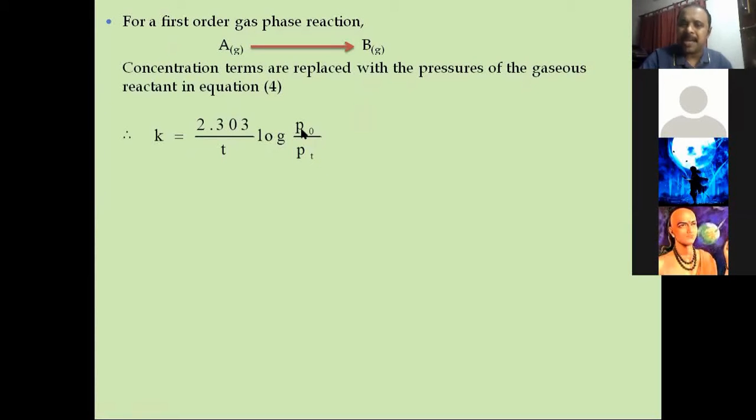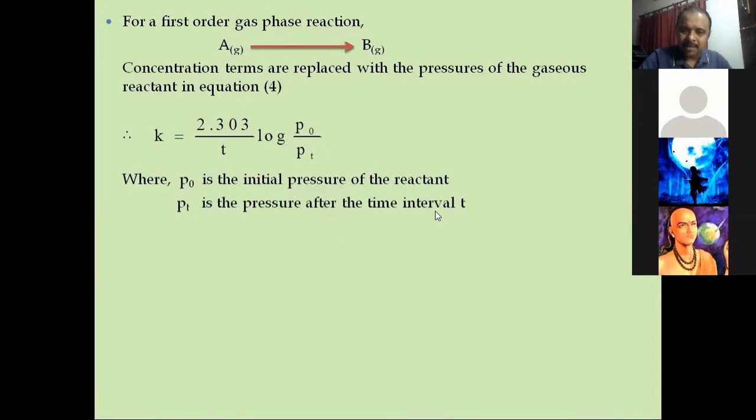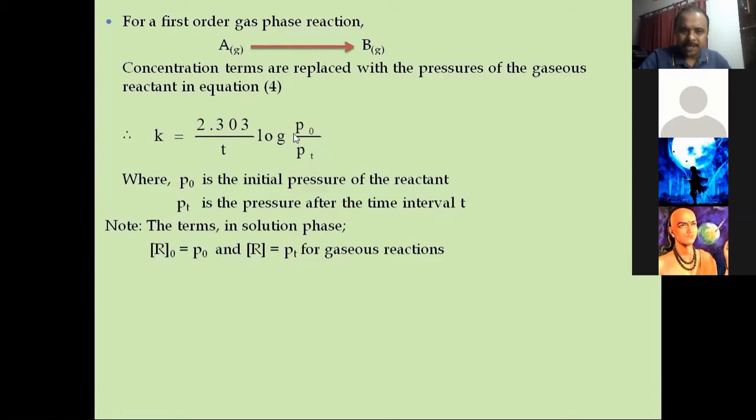Some books give Pi, initial, P naught at zero time, both are the same. Pi by Pt or P naught by Pt, anything. Where P naught is the initial pressure of the reactant, and Pt is the pressure after time interval T. So after some time, however much is the pressure or partial pressure of the reactant, that is Pt. So the terms in the solution phase become gaseous phase terms like this: R naught is P naught, and R is nothing but Pt for gaseous reactions.